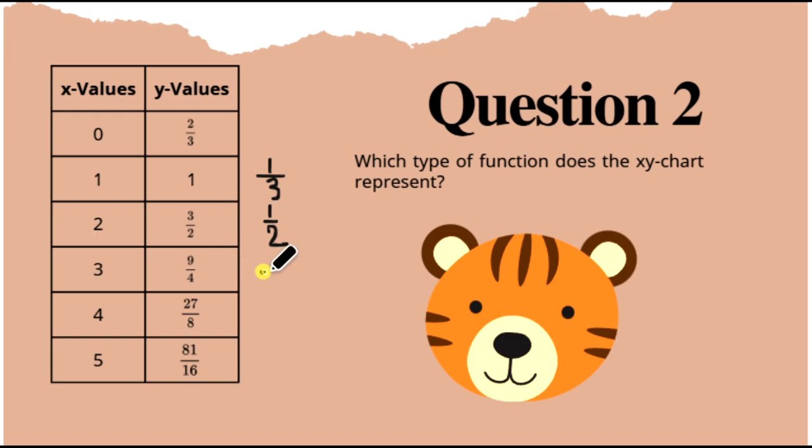So we'd have 7/4, I believe. Okay. So this pattern it's not linear. We know that much. Okay. Let's see. 1/2 minus 1/3. Oh, geez. I hate math.